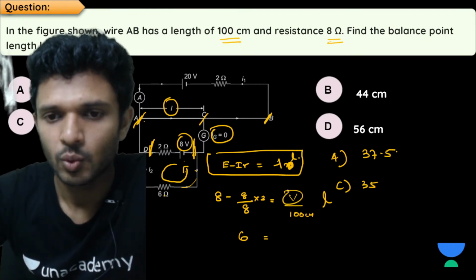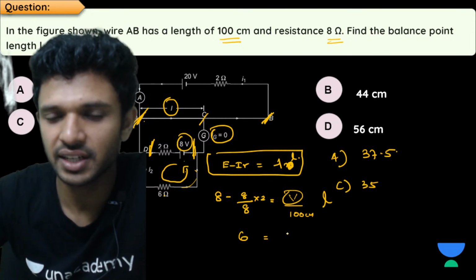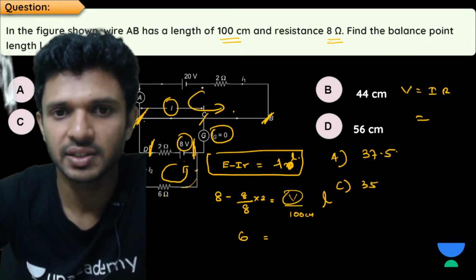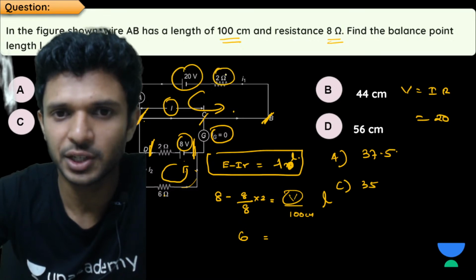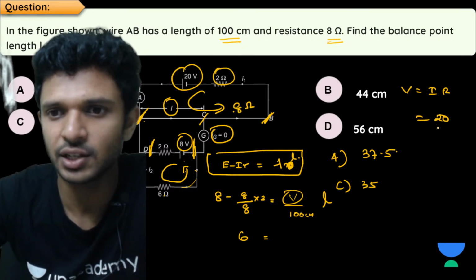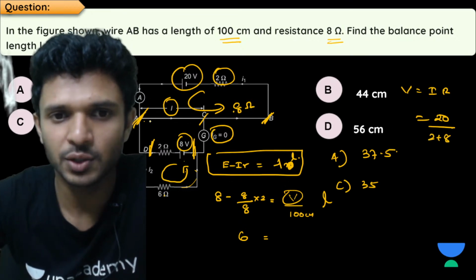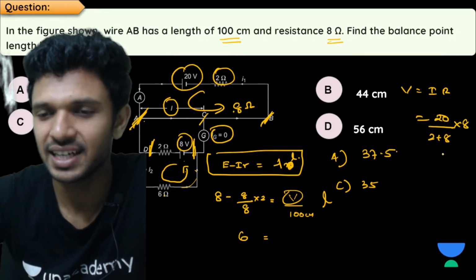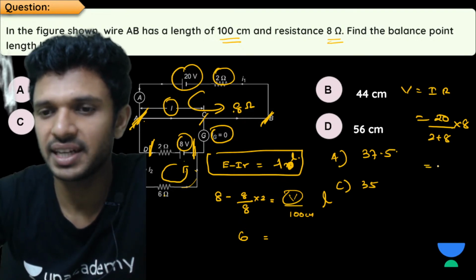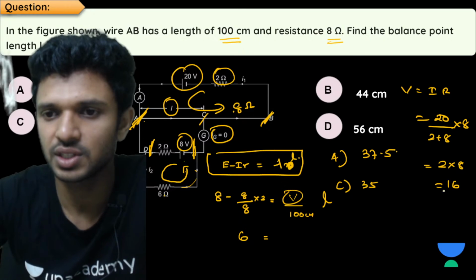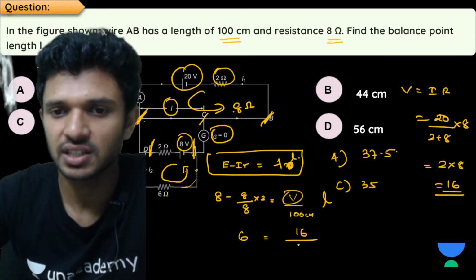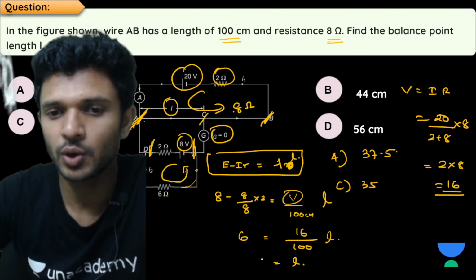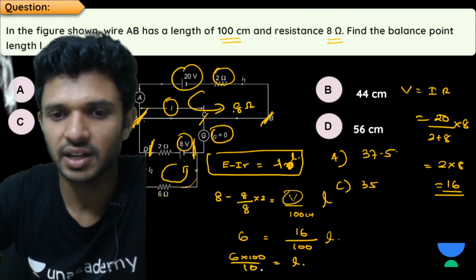equal to, what is the total voltage dropped across this entire wire? That is equal to I into R. We'll write here V is equal to I into R. And now what's the current in this? EMF 20 by total resistance 2 plus this is given as 8 ohm. So 20 divided by 2 plus 8, into this resistance 8. 8 plus 2 is 10, 20 by 10 is 2, into 8 is equal to 16. So V is equal to 16 divided by 100 into L. Okay, so length is equal to 6 into 100 divided by 16.